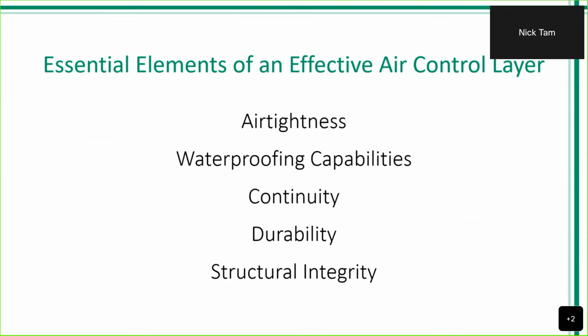But the essential elements of what makes an effective air control layer, we want it to be airtight, obviously, but we also want it to have waterproofing capabilities. We don't want water to be absorbed directly through, because if it does, then we're really defeating the purpose of it, aren't we? Then we also want to make sure that it is continuous. This means that all joints, laps, and seams do need to be airtight, and we don't want any breakage in that as well. For durability, we don't want this product, whatever is used, to have to be maintained over a variety of different periods of time of the structure. It should be a one-time application that does not require a lot of maintenance.